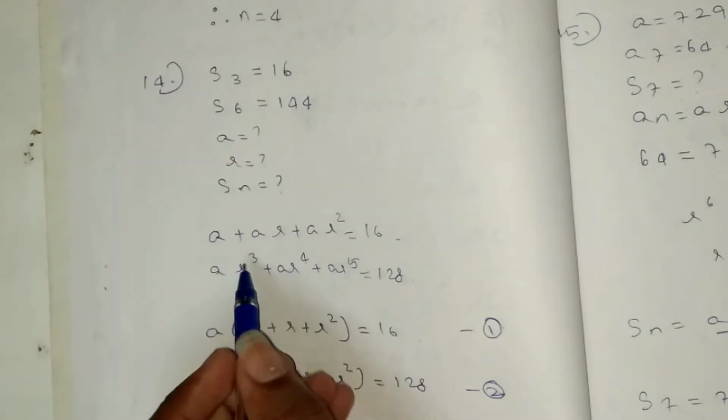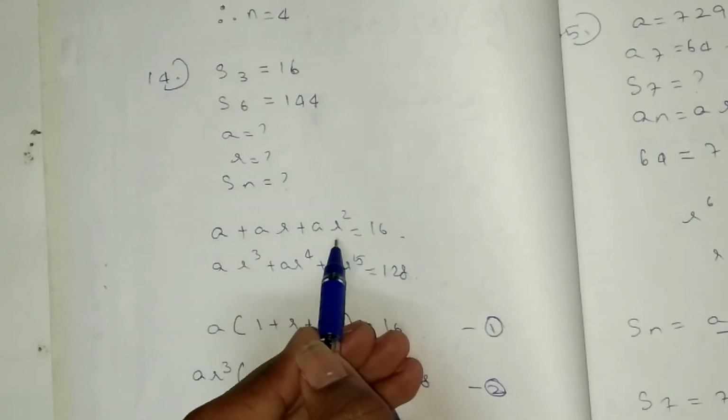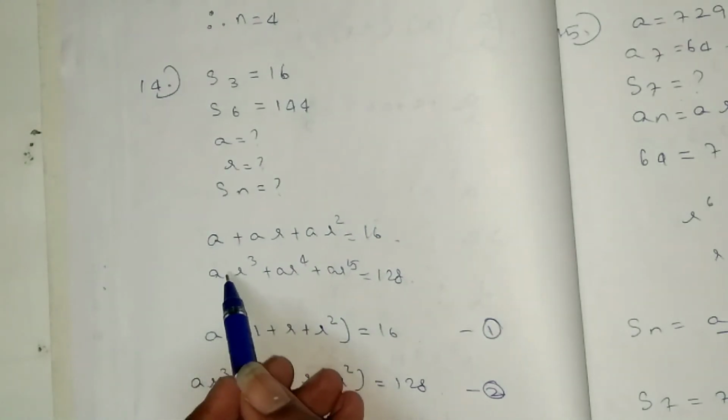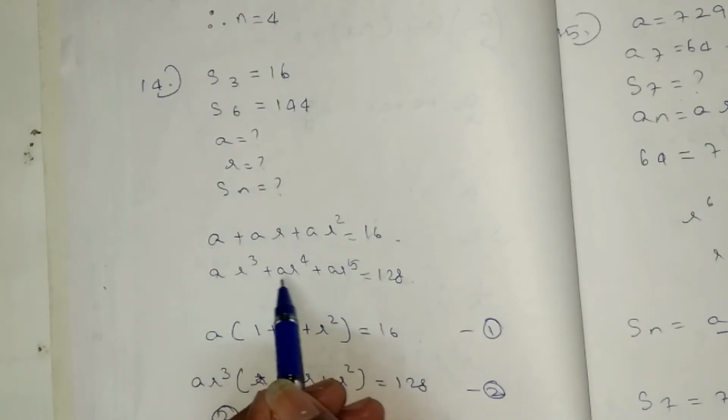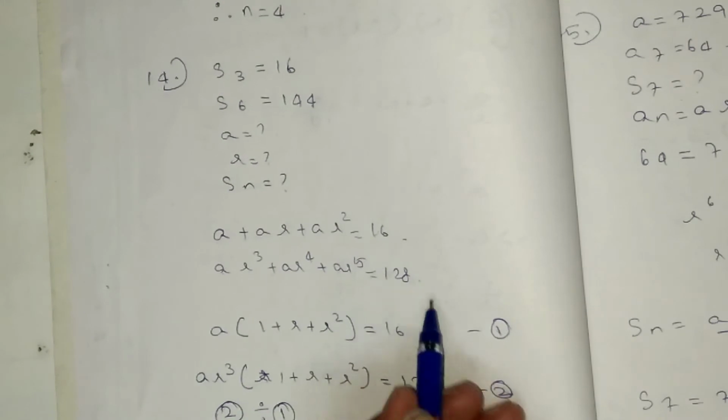So now you can have a close look. a plus ar plus ar square. This is the first three terms, right? So the sum of these is 16, and the sum of the next three terms, that is ar cube plus ar to the power 4 plus ar to the power 5, is equal to 128.